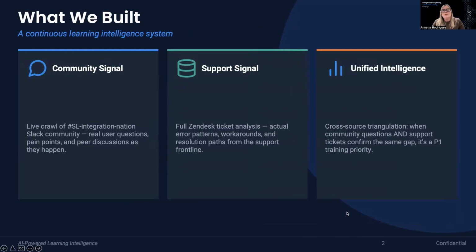So we started with two sources. First, our community conversations, where our users ask questions, share challenges, and help each other solve problems. Second was Zendesk support tickets, where customers report issues and work directly with support engineers. The breakthrough came when we started comparing the results from both systems. When the same topic appears in both places, that's usually not noise. That's the learning gap. Those become the topics we should be paying attention to.